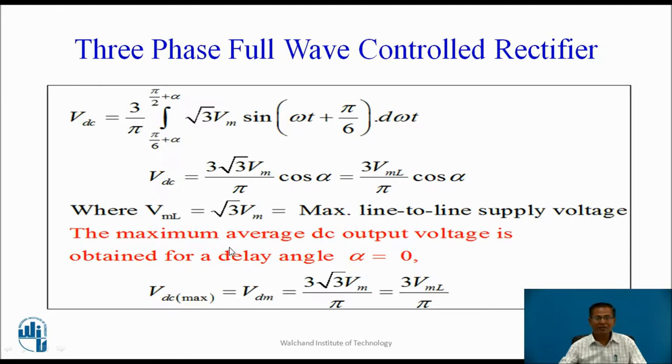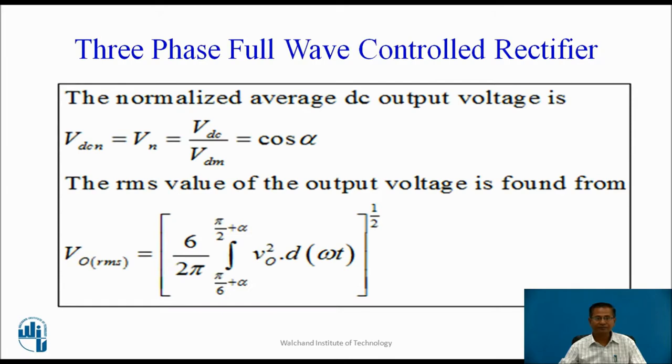The maximum average DC output voltage is obtained for delay angle alpha equal to 0. So substitute alpha equal to 0 in this equation. Therefore, VDC max equal to VDN equal to 3 root 3 Vm upon pi, equal to 3 VML upon pi. The normalized average output voltage is VDCN equal to VN equal to VDC upon VDM, equal to cos alpha.